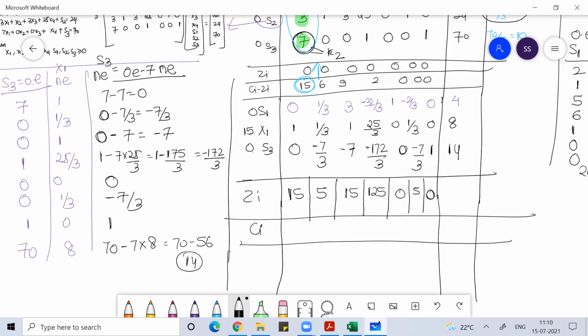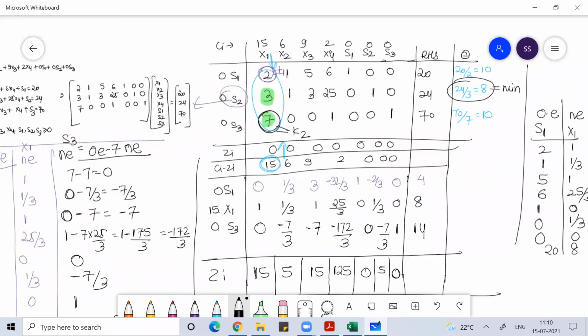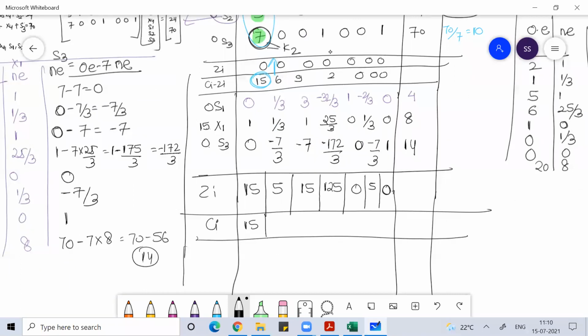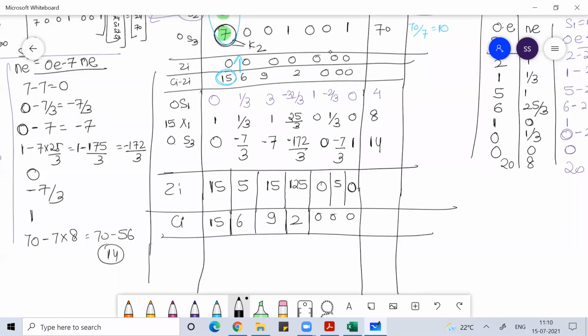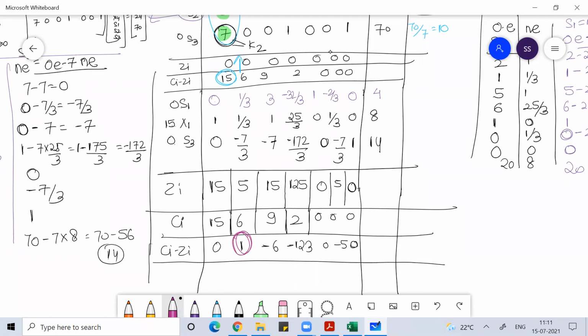Now the ci value is already given. I'm writing it here for your reference: 15, 6, 9, 2, 0, 0, 0. Find ci minus zi: 0, 1, then minus 6, then minus 123, 0, minus 5, 0. We do this calculation until we get all ci minus zi either 0 or negative. Here you can see ci minus zi is positive for one, the rest are 0 or negative.